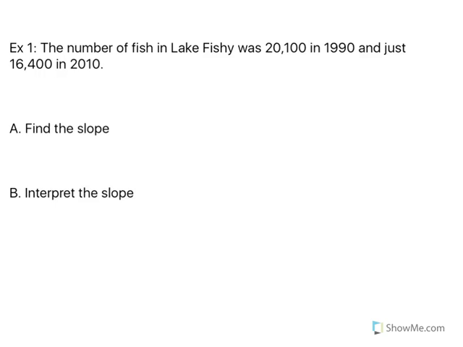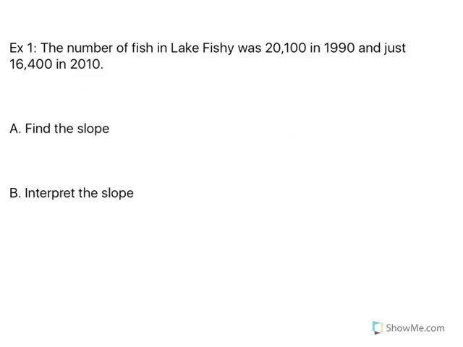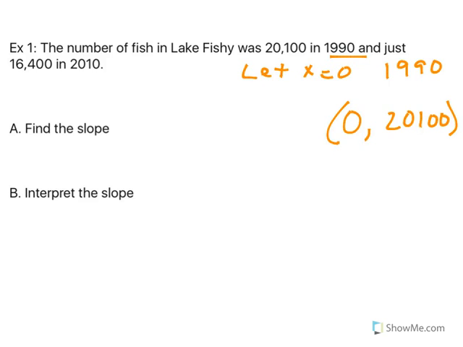Now, in thinking about what we just did, we need x to be 0, so I've got to figure out where I'm starting. Looking at these years, I'm starting in 1990. Therefore, I'm going to let x equal 0 for 1990. So my ordered pair would be 0, 2,100. Our x value generally is the time period, whether days, months, years, seconds, minutes, or hours. So in this case, because 1990 is a year, that would be our time. It goes in our x value.